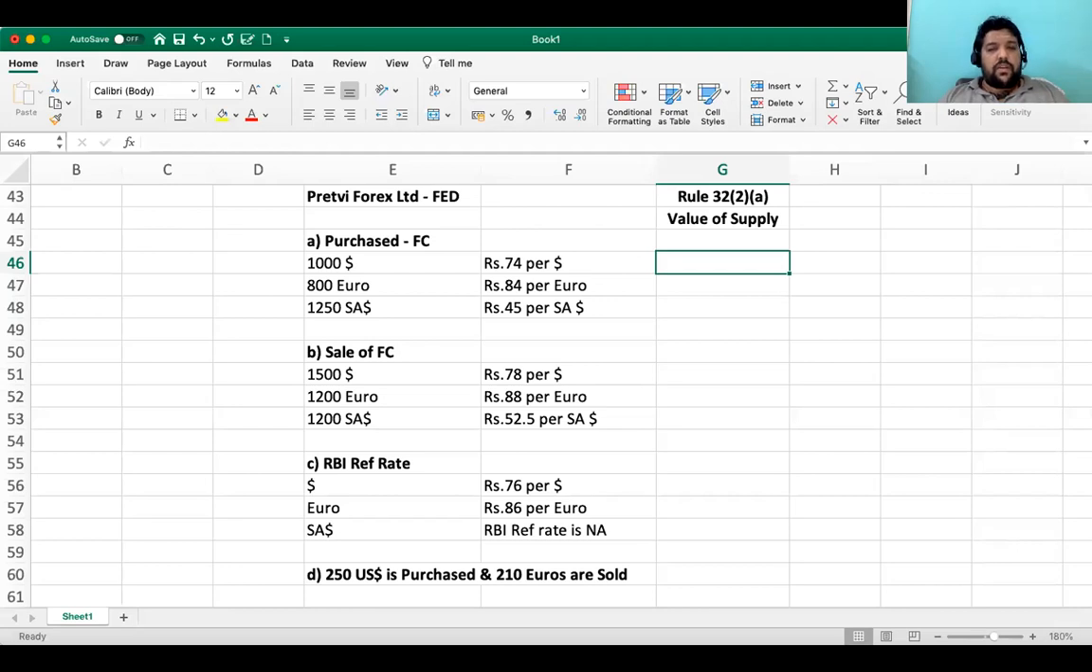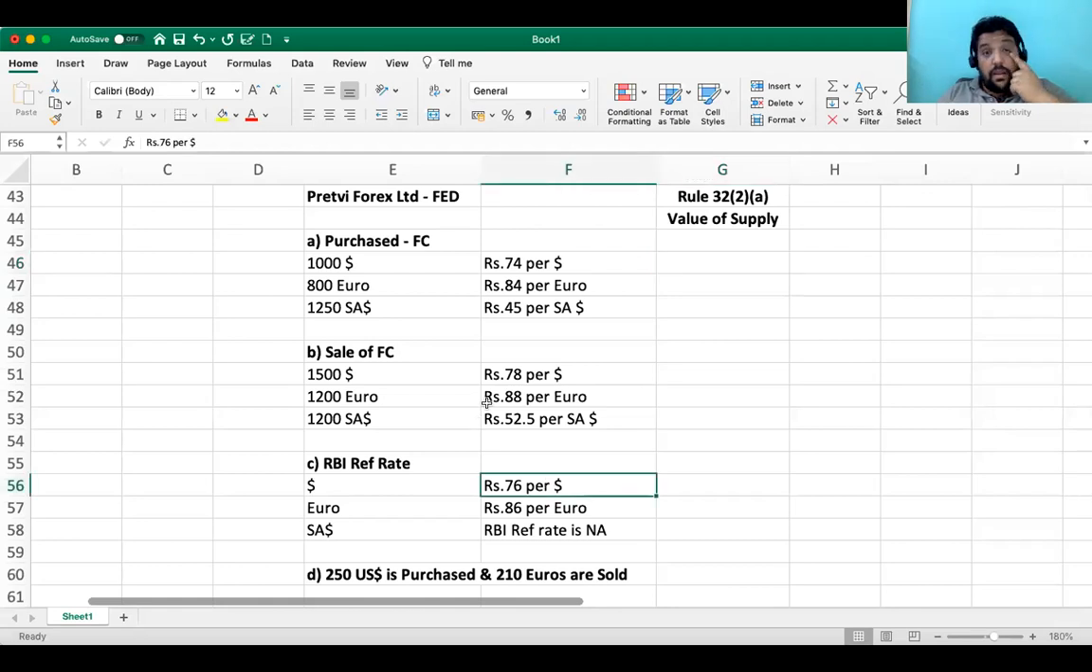One minute. Sorry. Hello, 1 minute. Yes, proceed. Everything is good. Just bother about this 250 into 210 works out. Some 0.22 difference is there. Proceed.